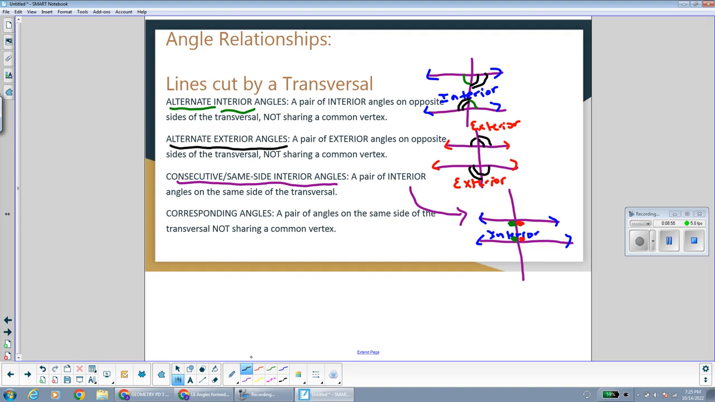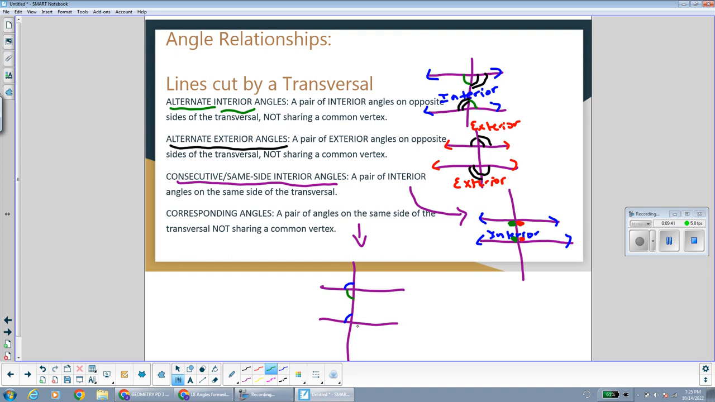And corresponding angles. Let me draw an arrow. I'm going to make the diagram here. Corresponding angles are a pair of angles on the same side of the transversal, not sharing a common vertex. I like to think of corresponding angles as in the same position where the lines meet the transversal. So here, where the lines meet the transversal, we have top left, top right, and bottom right. So let's start with top left. Here, where this line meets the transversal, we also have a top left. Same position.